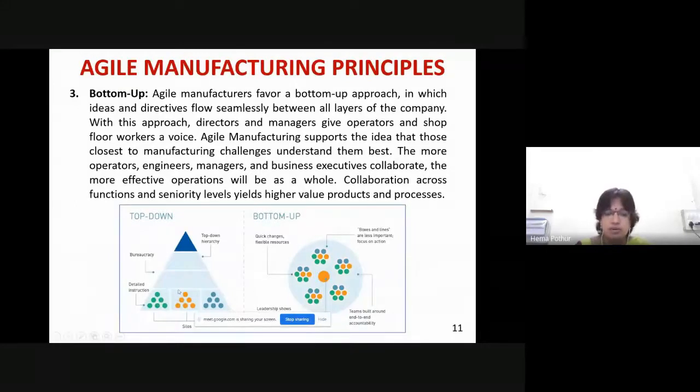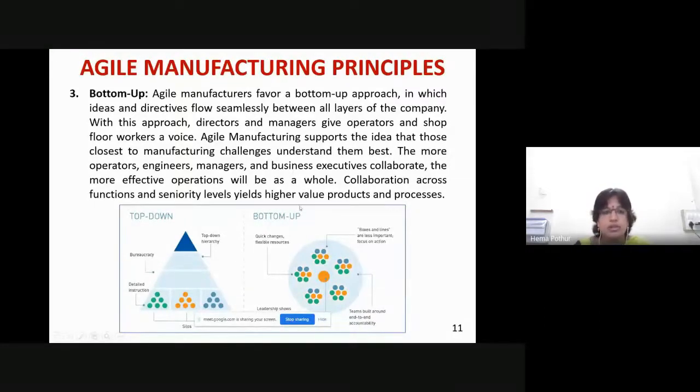Once a problem arises on the shop floor, they have to keep going on telling this until it reaches the top, so there will be a large amount of lean period, an idle period available. In the bottom up area, all these things are flexible resources, quick changes and flexible resources. In the center portion, they will be acting as a hierarchy here. And there are a few leadership roles, and we'll have boxes and lines which are less important to keep in focus in this particular area. And lastly, the teams which are built around end-to-end accountability.